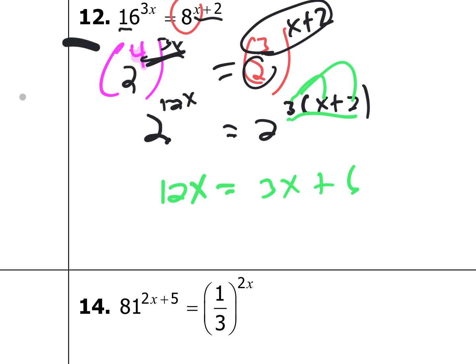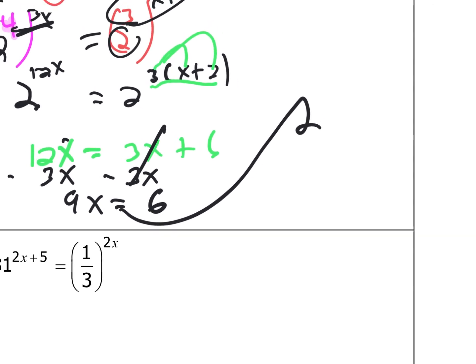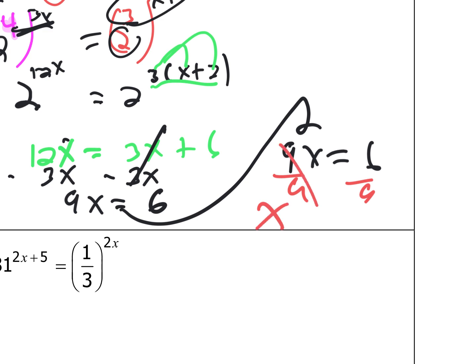I'm old-fashioned. I'm going to subtract 3x. That's right, 3x. Cancel. 12 minus 3? 9x is? Equals to 6. Finish it up. Divide both sides by 9. 9x equals 6. Divide both sides by 9. X is?